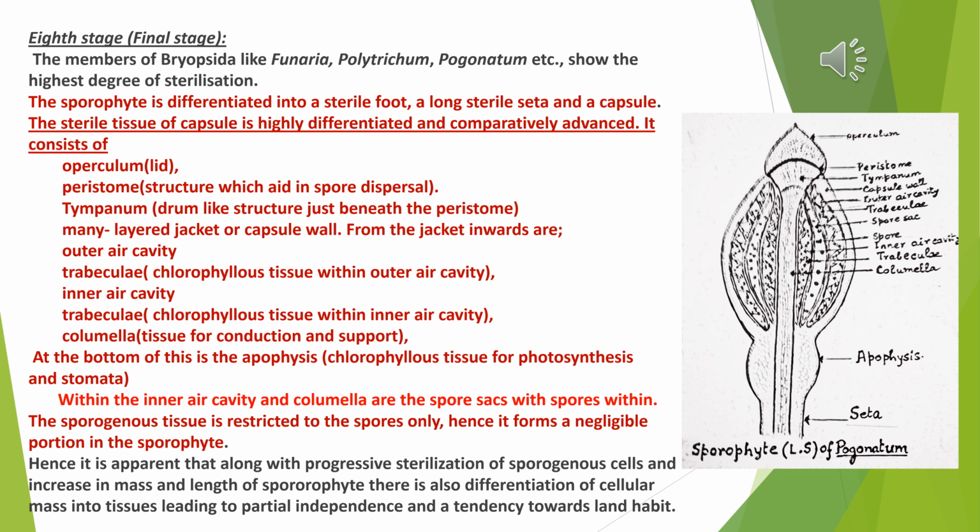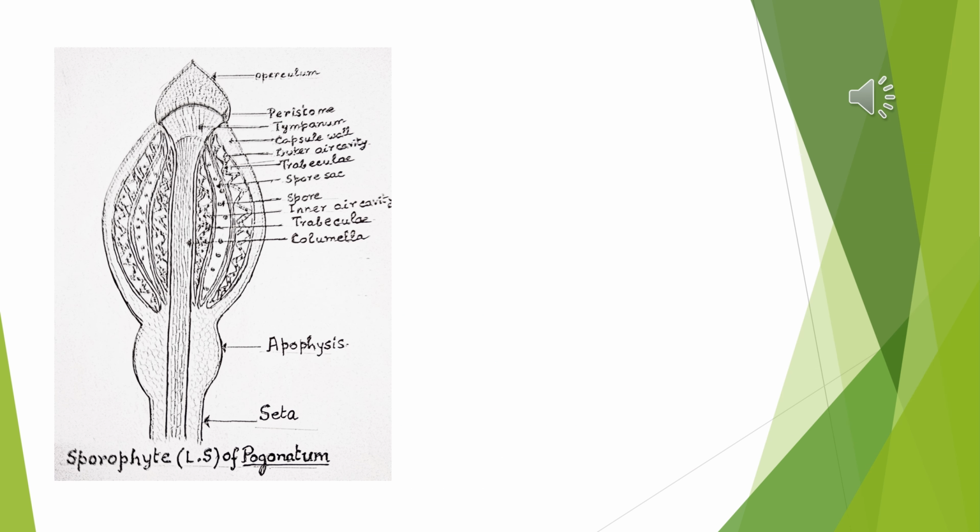Hence it is apparent that along with progressive sterilization of sporogenous cells and increase in mass and length of sporophyte, there is also differentiation of cellular mass into tissues, leading to partial independence and the tendency towards land habit. Diagram of sporophyte of Pogonatum.